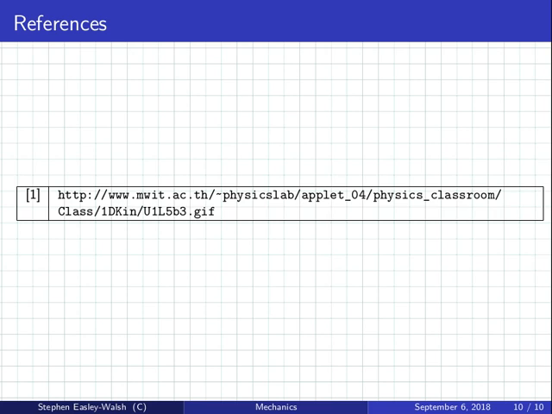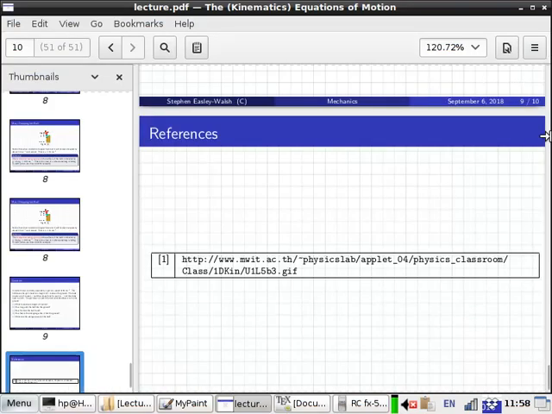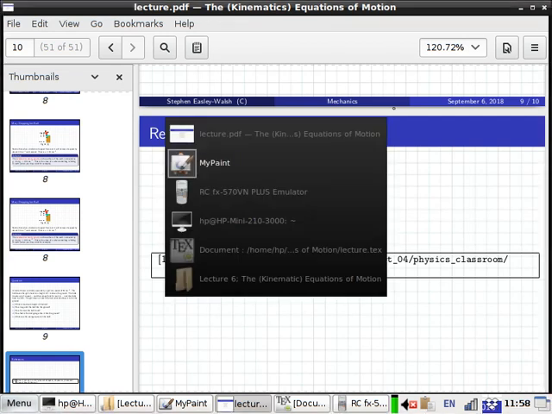Can I close this? Do you mind putting the light on? I think we need it now. Thank you.